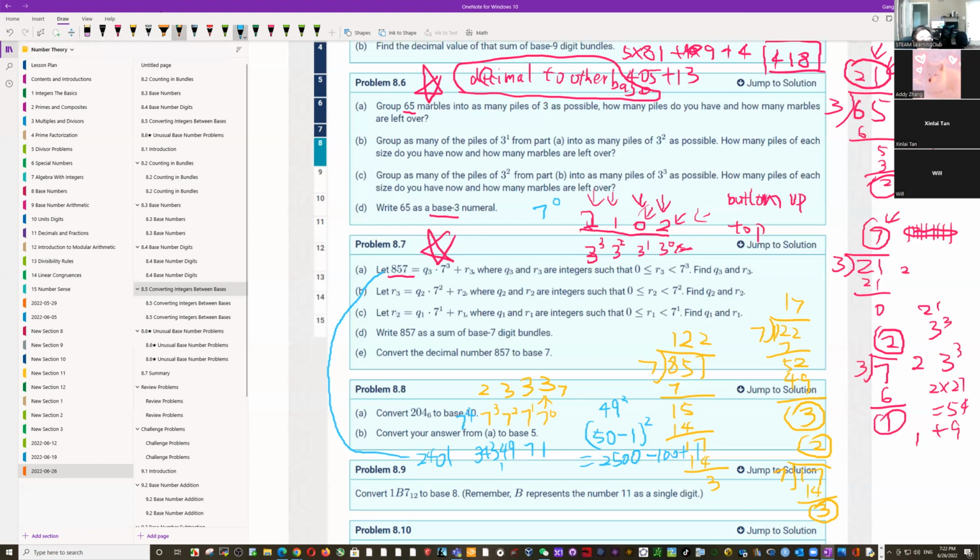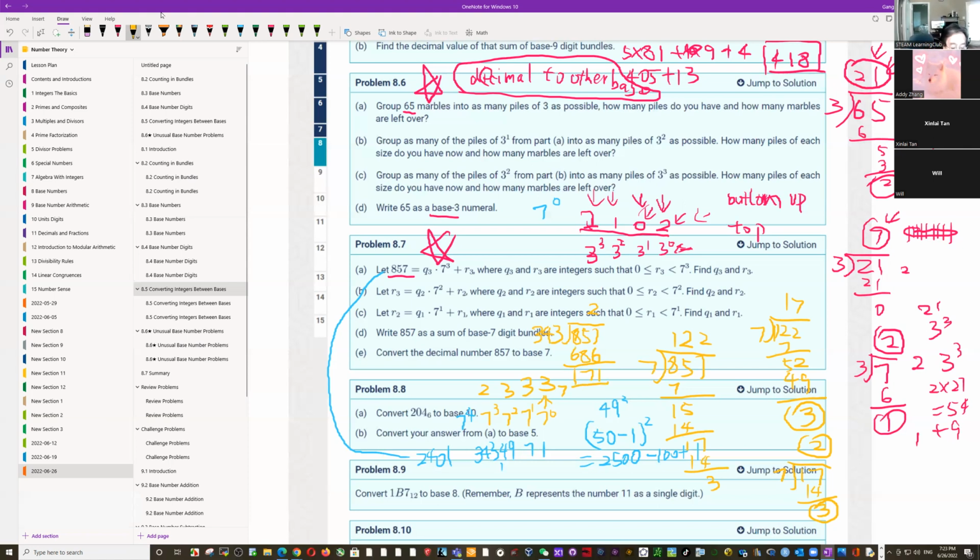Let me change a color. So 700 or 800 and 857 divided by 343. I can put a 2 on it. So 2 multiply 3 equal to 6. 2 multiply 4 equal to 8. 2 multiply 3 again equal to 6. So this is 1, 7, and the 1. 171 is the remainder.